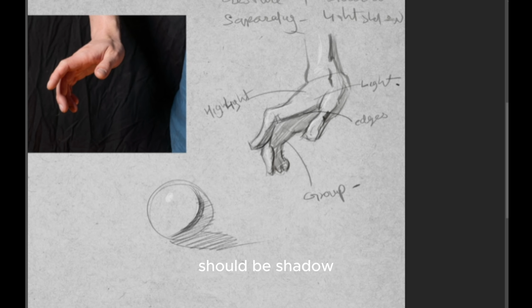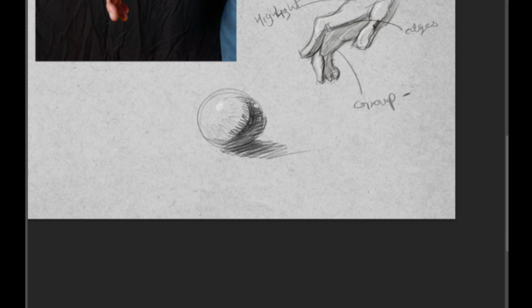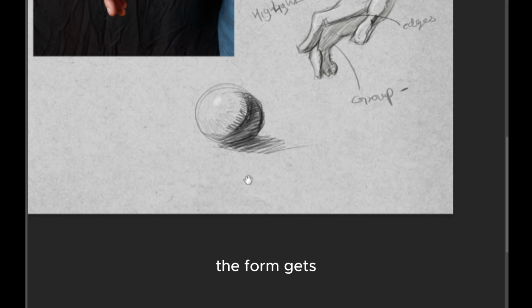The process should be shadow, halftone, and highlight, each having its own space. If the beginning of the shadow is a corner, then the halftone's most important job is to round the corner. The more gradation, the rounder the form gets.